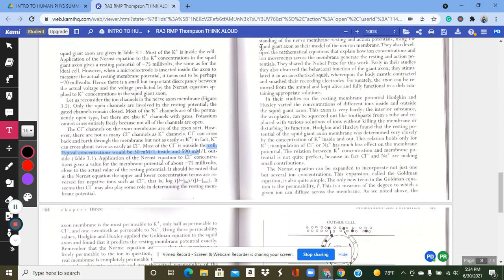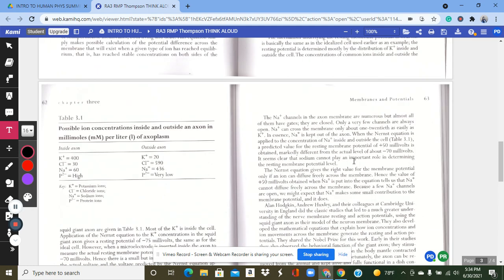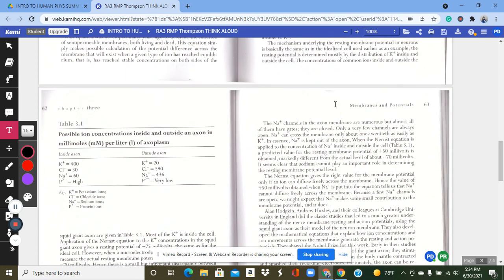so yeah, it seems that chloride may also play some role in determining the resting membrane potential. So the sodium channels in the axon membrane are numerous, but also all of them have gates. They are closed. Only a very few channels are always open. Sodium can cross the membrane only about 1/20th as easily as potassium. In essence, sodium is kept out of the axon.